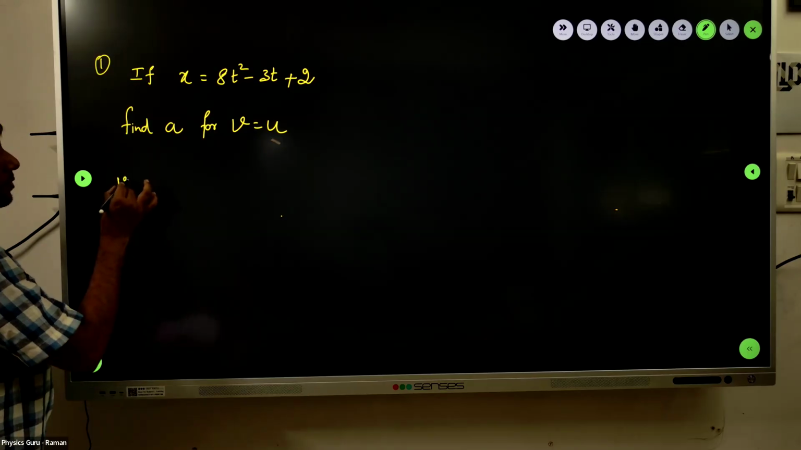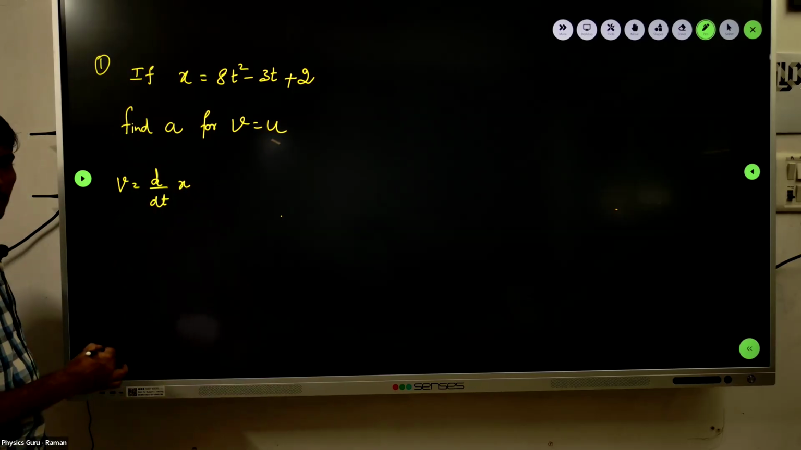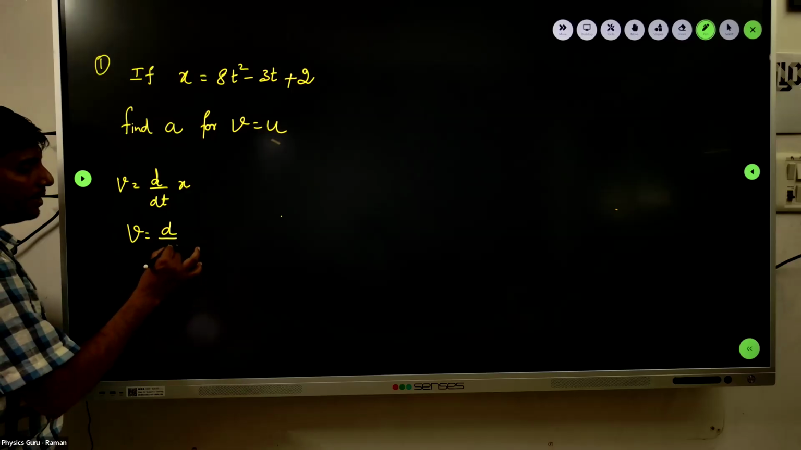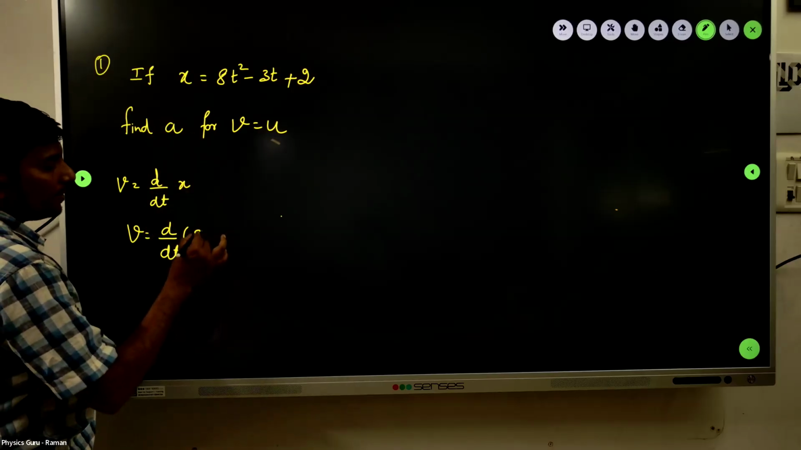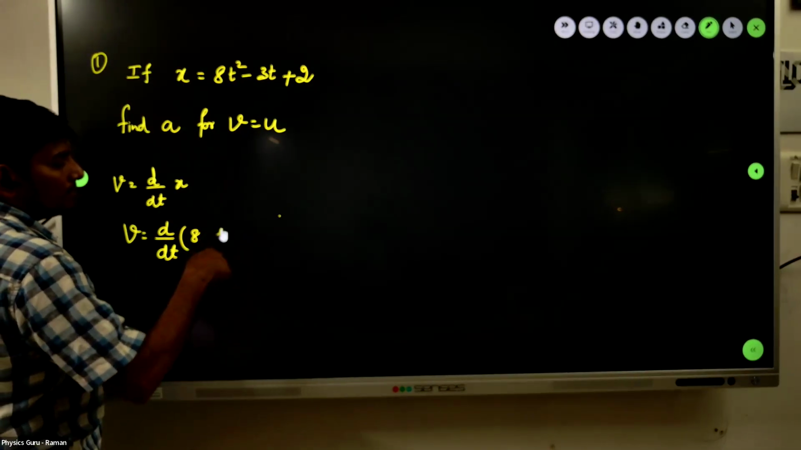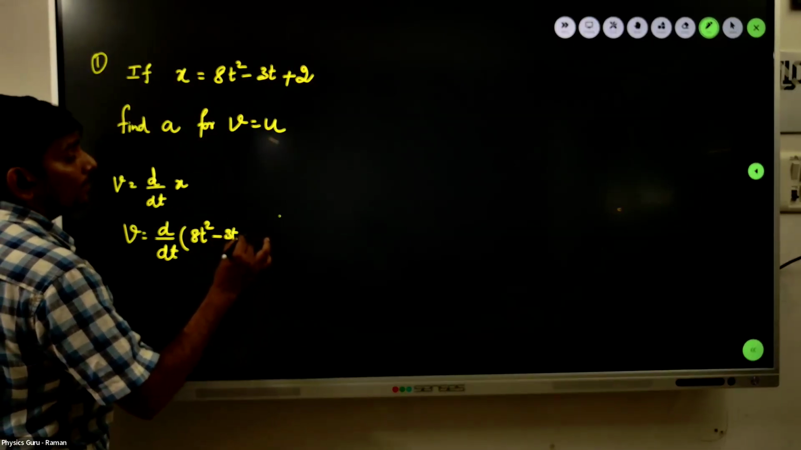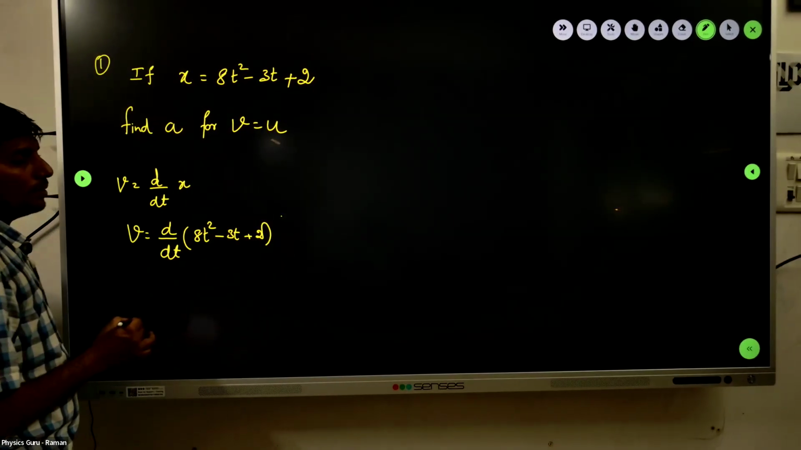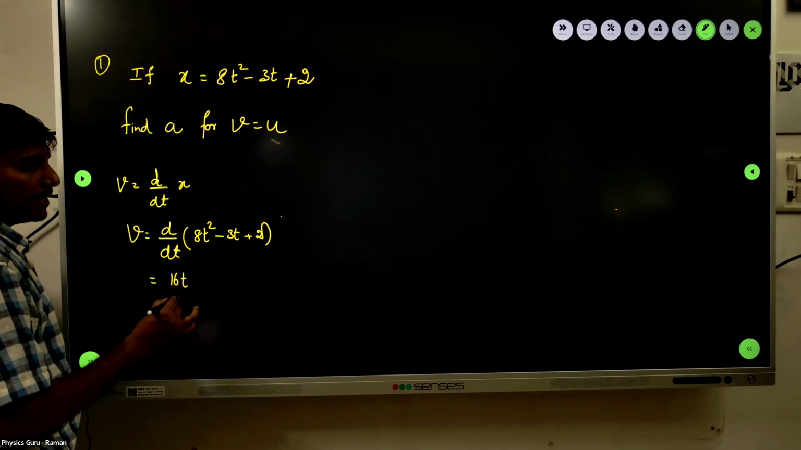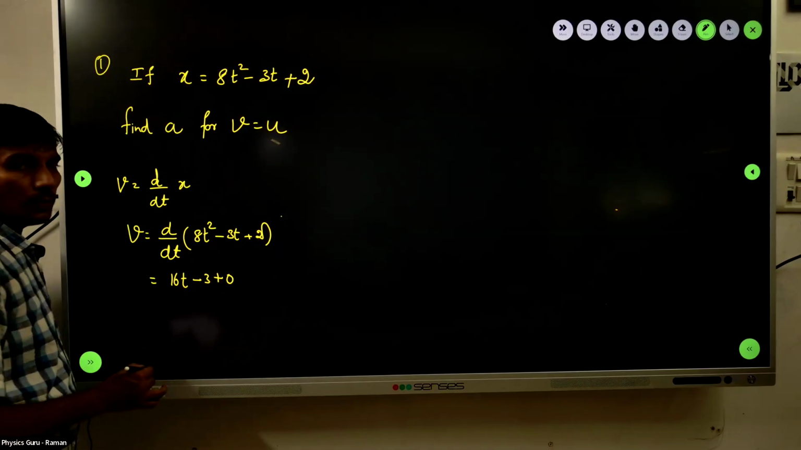So we know velocity is equal to d by dt of displacement. Correct? So velocity is equal to d by dt of, what's the displacement formula that I have? 8t squared minus 3t plus 2, which is equal to 16t minus 3 plus 0. Correct?